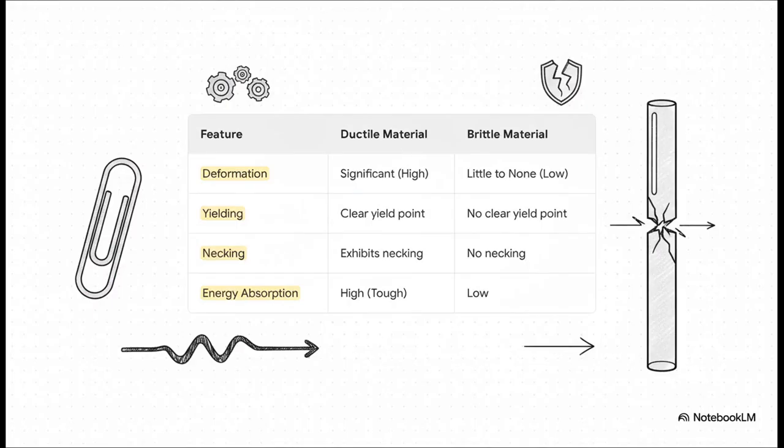And this table here really brings it all together. And it takes us right back to our very first question. Why does a paperclip bend? Because steel is ductile. It can handle a huge amount of plastic deformation, and it necks down before it breaks. And why does the glass rod snap? Because glass is brittle. It fails suddenly with barely any deformation, and it just can't absorb a lot of energy before it gives up.